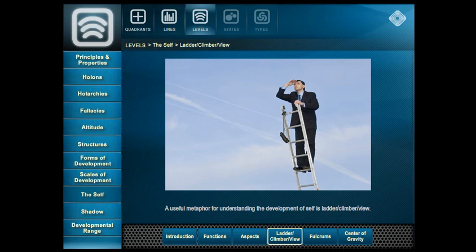A useful metaphor for understanding the development of self is the ladder-climber view. The self is the navigator or climber of the developmental ladder. As the self ascends to each higher rung or structure, the enduring aspects of the previous rung are preserved, while the exclusive view from the previous rung is negated or left behind.